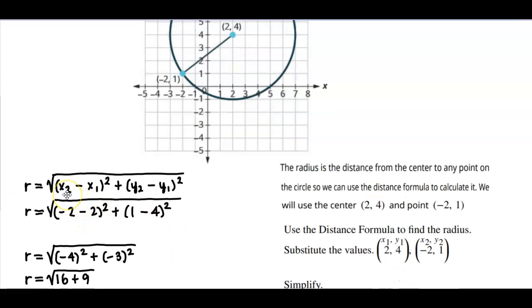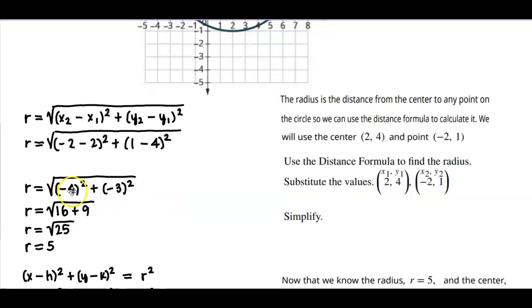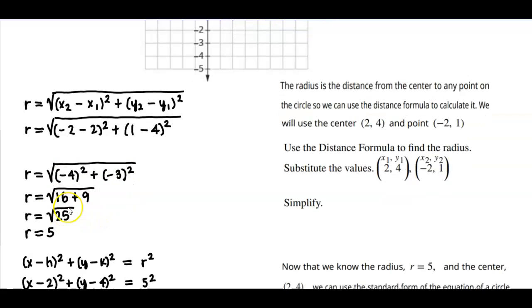So we have x2 to be -2, and we have x1 to be 2. So we have (-2 minus 2) squared. Then we have y2, which is 1, minus y1, which is 4. So (1 minus 4) squared. Now we get -4. When we square it, we get 16. When we square -3, we get positive 9. When we add 16 plus 9, we get 25.